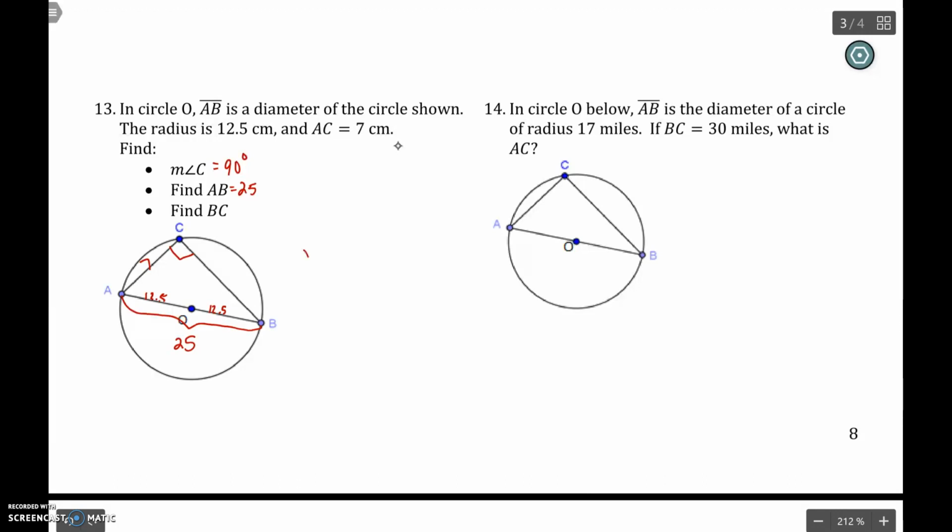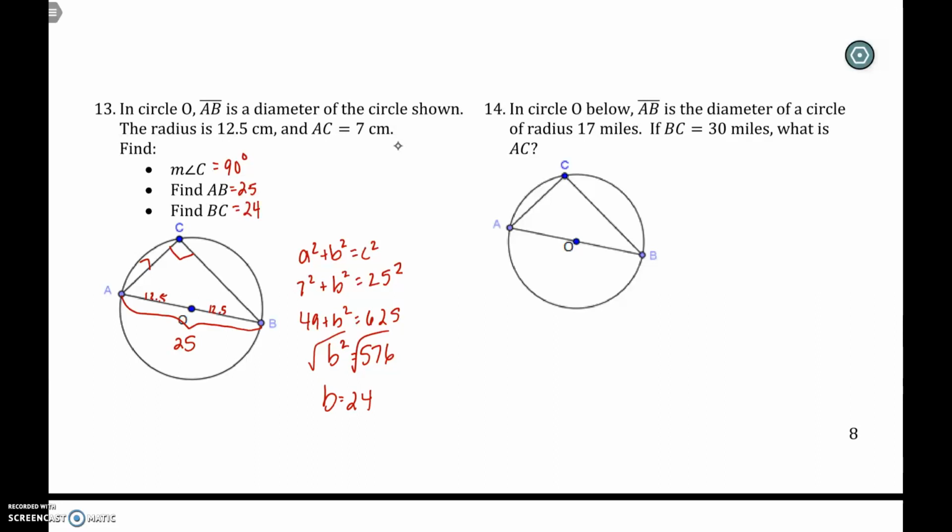Instead, what we have to do is look back to previous knowledge and use Pythagorean theorem now that I know I have a right triangle. So I have 7 squared. I'm going to find the missing leg, and the hypotenuse is the 25. So I have my 49 plus b squared equals 625. If I subtract 49 from both sides, I get 576. And then when you square root both sides, you'll get 24. That is one of the Pythag triples, 7, 24, 25. If you memorized it, you'd be all set.